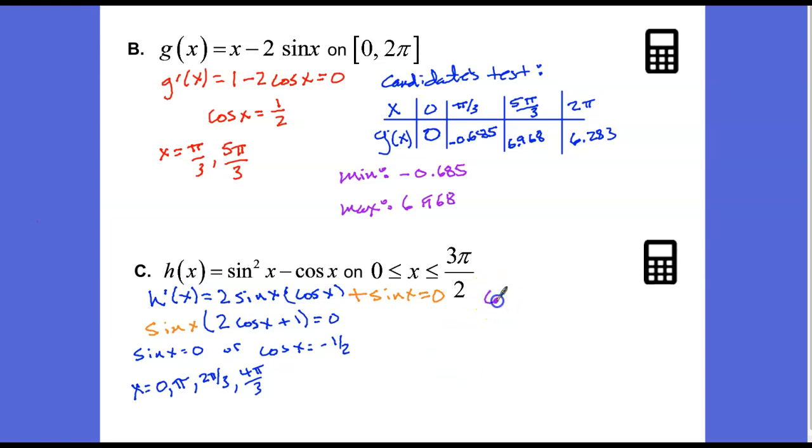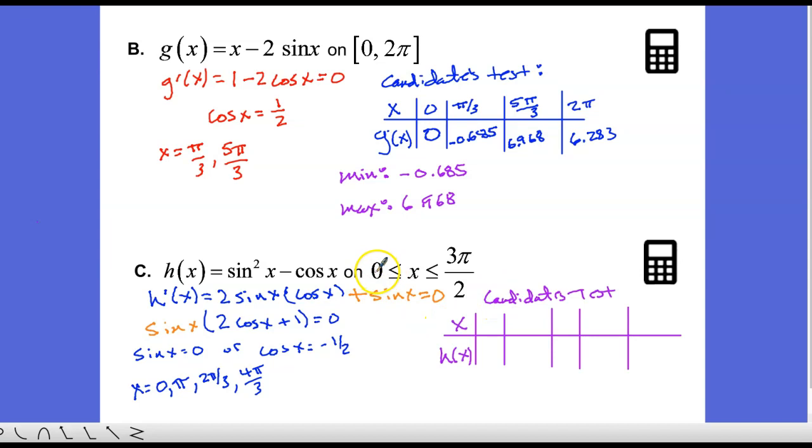So let's do our candidates test. Our first endpoint is 0, and this also corresponds to one of our roots of the derivative, so we've got that one when we got the endpoint. And then our next larger value will be 2 pi over 3, and then pi, and then 4 pi over 3, and then finally our last endpoint, 3 pi over 2. And so what I would do is put this function into my graphing calculator as y1, and just substitute these values one after another and see what I get.